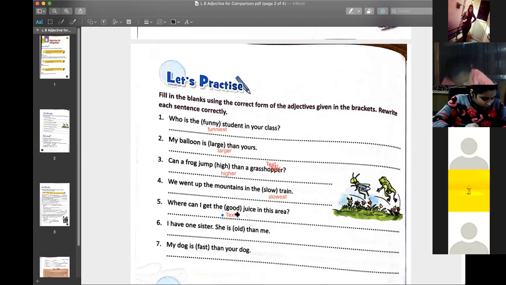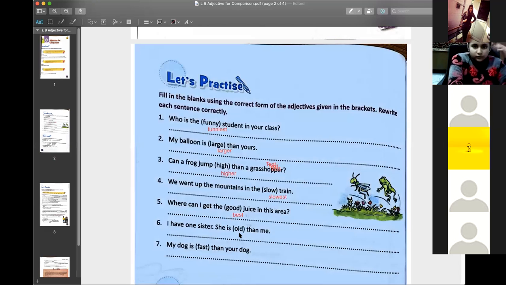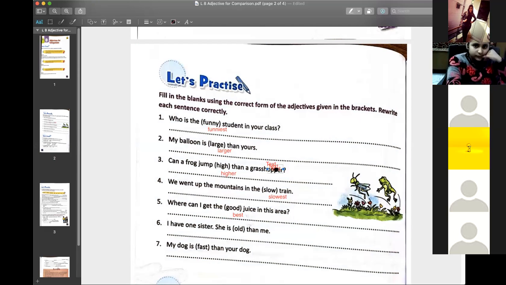Can I get the dash juice in this area? The dash juice in this area. Aditya Gerola, where can I get the best juice in this area? Yes, best. Best is no word. I have one sister. She is dash than me.